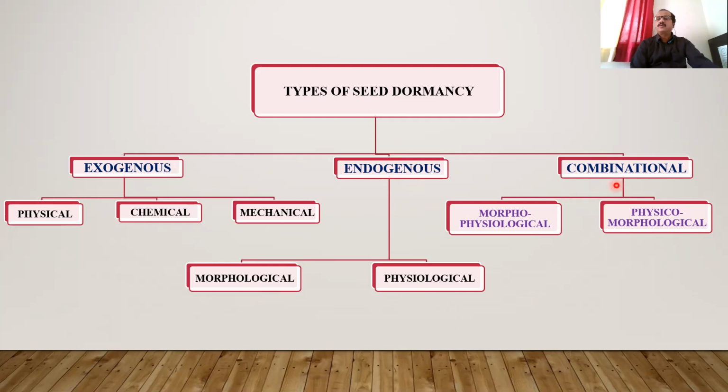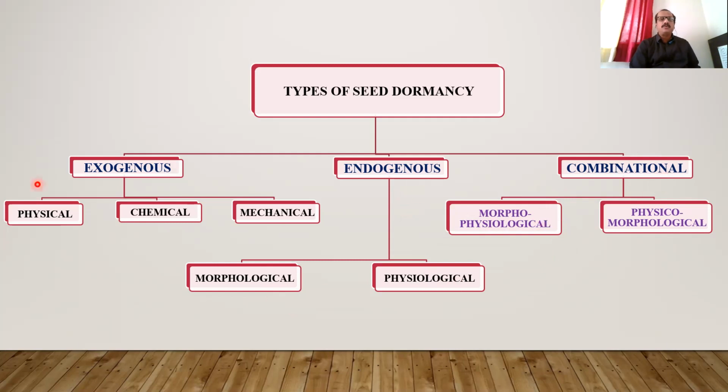Now, combinational dormancy is called double dormancy. That means two different types of dormancy exist in the seed at the same time. So it is called combinational dormancy or double dormancy. As you can see the name, morphophysiological, it is a combination of morphological dormancy as well as physiological dormancy. Both are types of endogenous dormancy. So this type can be regarded as a third type of endogenous dormancy, but it can also be regarded as a subtype of combinational dormancy, because two different types of dormancies exist in the seed here in this case: morphological dormancy and physiological dormancy.